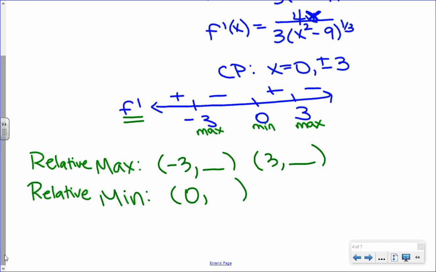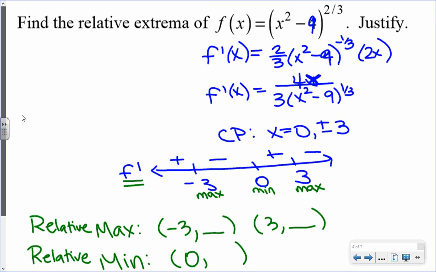So let's do that. If we go back up to the function and plug in -3. -3 squared minus 9 is 0. To the 2/3 is 0. So -3, 0 is a maximum, relative maximum. Okay? 3 squared minus 9 to the 2/3. 0. So 3, 0 is a relative maximum.